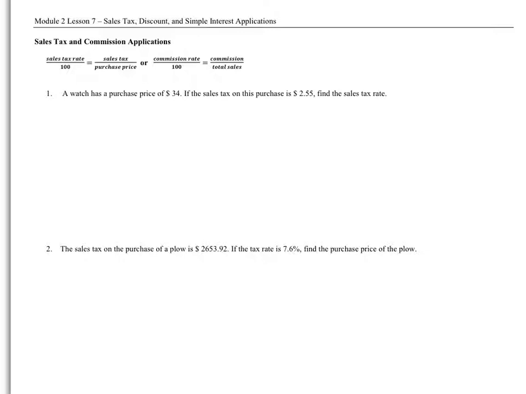We have two different formulas, but they're both very similar for sales tax and commission. The first, the sales tax rate divided by 100 is equal to the sales tax divided by the purchase price. Or very similarly, the commission rate divided by 100 is equal to the commission divided by the total sales. And if you're not familiar with commission, that is the percentage that an individual makes based on their total sales.